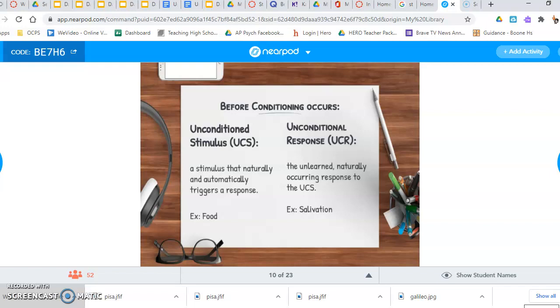And then they have an unconditioned response, the UCR, and that's an unlearned, naturally occurring response to the UCS. So when presented with food, a dog will salivate. They didn't learn it, it happens. It's a natural reaction. And so that's what we're looking for in classical conditioning: a UCS, an unconditioned stimulus, that will automatically trigger the unconditioned response. The dog did not have to learn to salivate at the sight of food, okay? It's automatic, okay? And so that's what we're talking about. It's involuntary and automatic, all right?